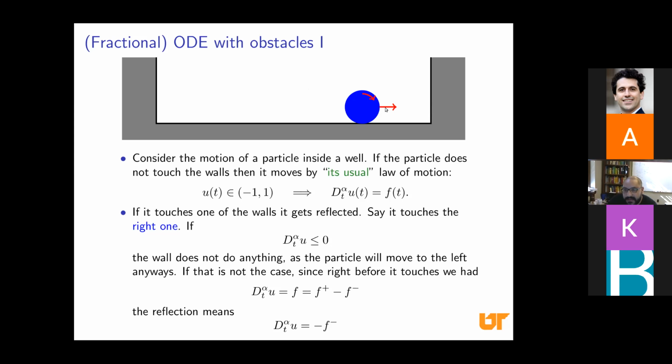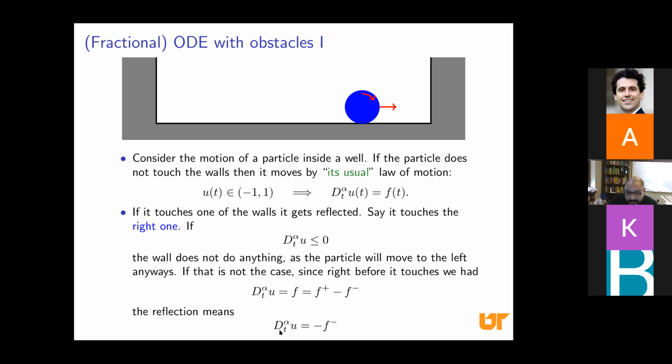If this is not the case, that means if there wasn't a wall there, the ball would have kept moving, then what the wall is going to do is the following. Right before it touches the wall, the equation of motion is this one, where we can split the force into the positive and negative part. And so being reflected means that now it's going to move only in the negative direction. So the wall is going to act so that the positive part, the F plus, is going to vanish.